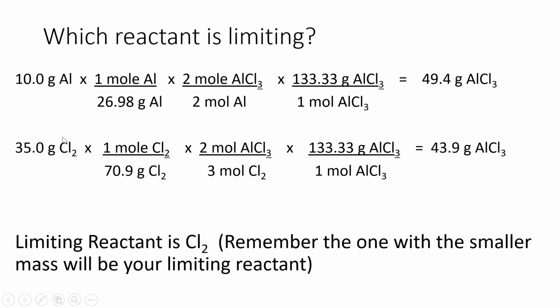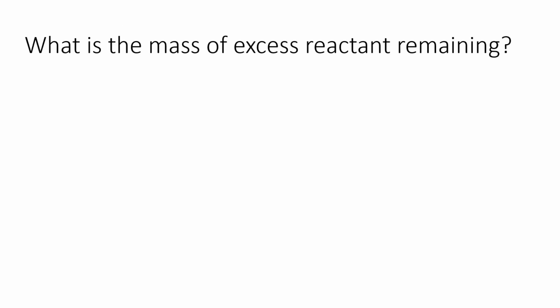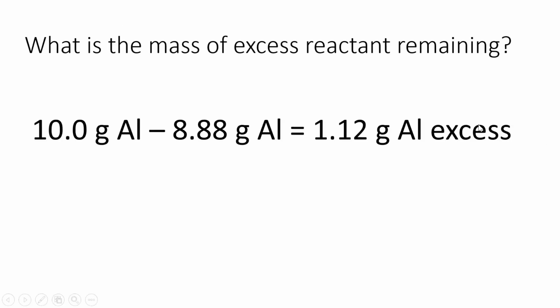Okay, so now in my next problem, I'm going to start out with the 35.0 grams of chlorine, and I'm going to convert that to mass of my aluminum. So go ahead and do that, and this is what you get. Okay, remember we had 3 sig figs, so we need 3 sig figs for my answer. Okay, and then to get your excess reactant, you take your 10 grams of what you started out with, subtract it from what you just calculated, you end up with 1.12 grams of aluminum as your excess.